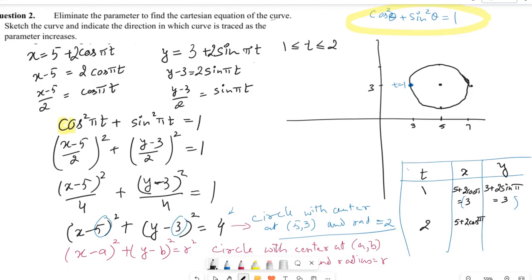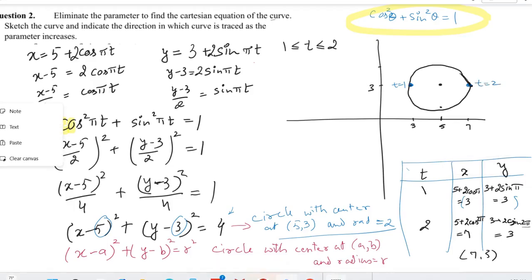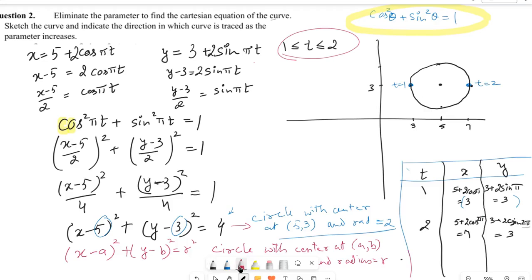Cosine 2 pi is 1, so 5 plus 2 is 7. For y, 3 plus 2 sine 2 pi. Sine 2 pi is 0, so that's 3. So the point is 7, 3. That's x 7, y 3. So it's going from t equal to 1 to 2, but it can go from above or from below, right? So we don't know exactly whether it is going in the clockwise or anti-clockwise direction. So I need to find an in-between point.